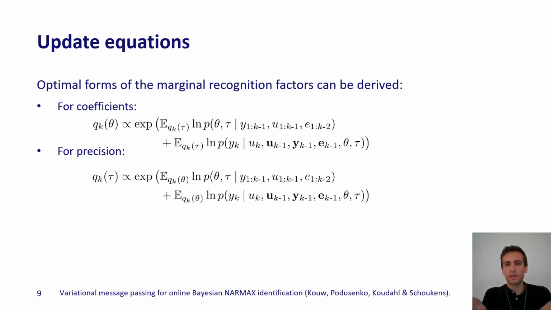And what this means is that you initialize these recognition factors, usually based on the recognition factors at the previous time point. And then you iterate these update equations until convergence. This is a fairly simple model, so it usually takes 2, maybe 3 iterations to reach convergence.